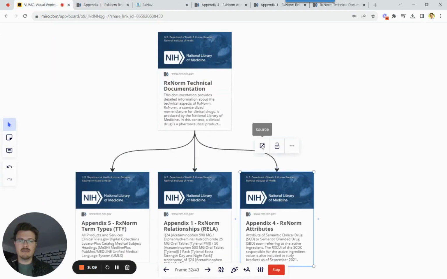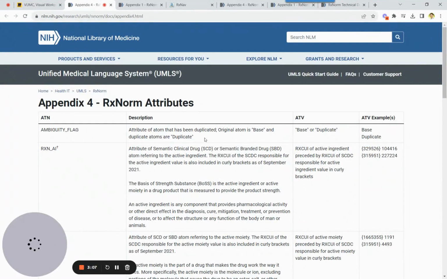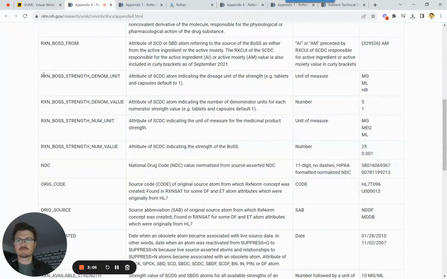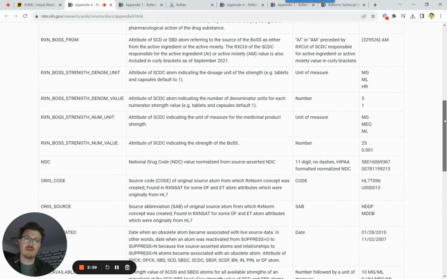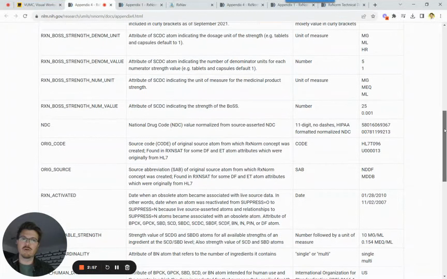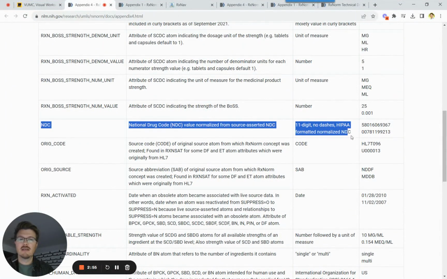And the last thing is attributes. Attributes are where things like strength, numerator, denominator, units, and values are stored. So if you want to work with strengths of products, then the attributes section is an important thing to know. And another important thing is the NDC association with RxCUIs is stored in the attributes table as well.